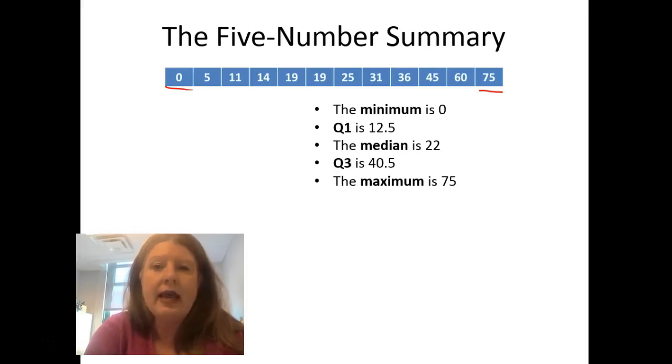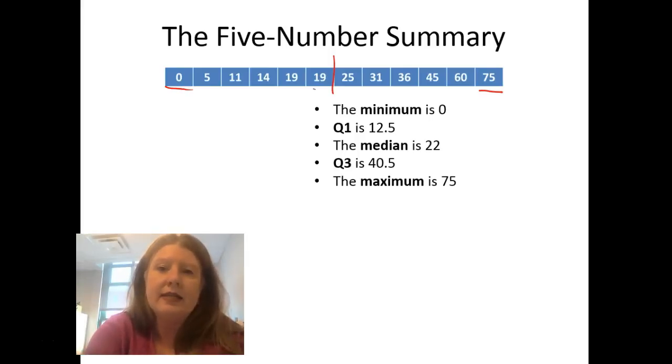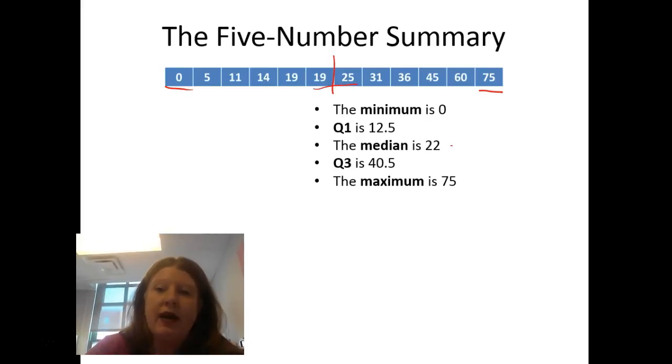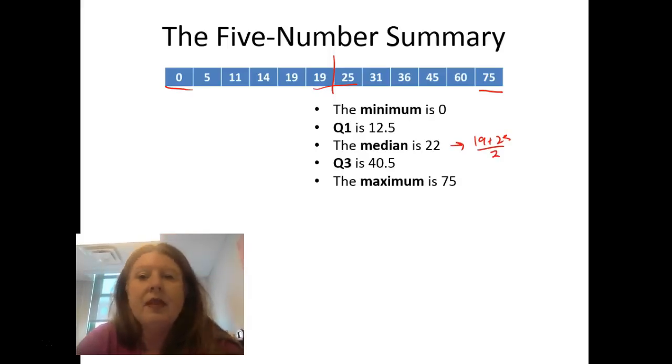This is a case where we have an even number of values. We have 12 values in our data set. So remember, we have to go to the center 2 values in this case, since we have an even number of values. That would give us 19 and 25. And the average of 19 and 25 is what gives us 22. So we get 22 by taking 19 plus 25 and dividing it by 2.